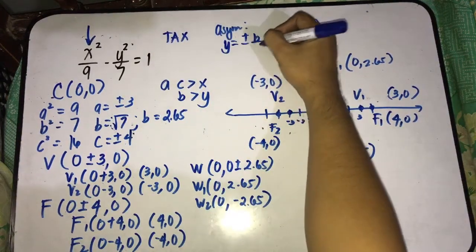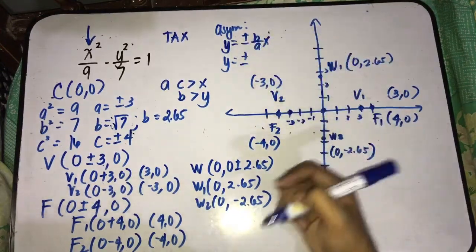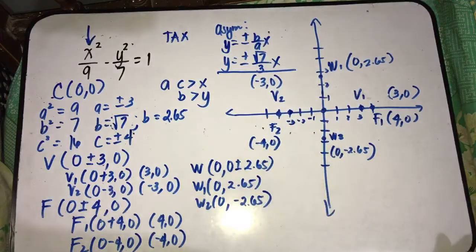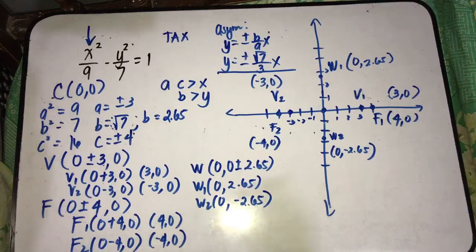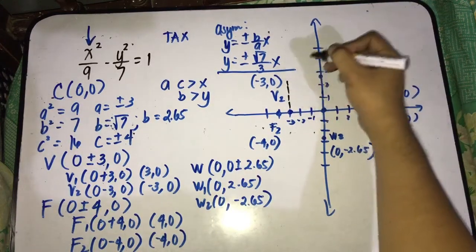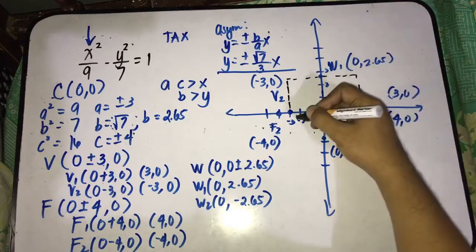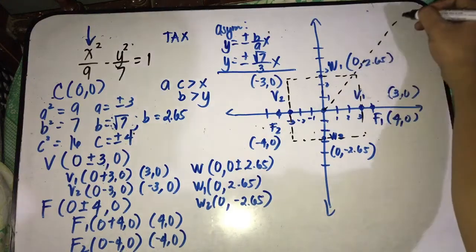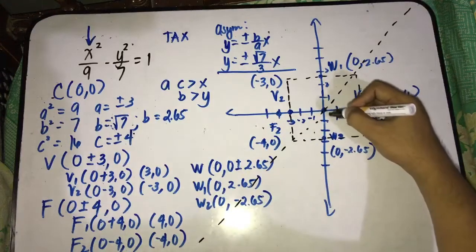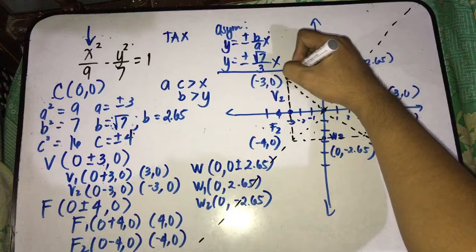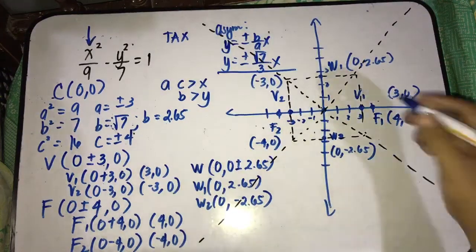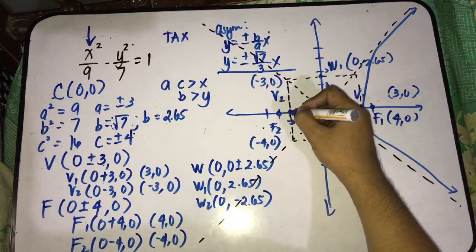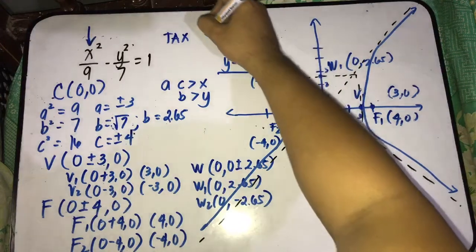Since this is transverse axis horizontal, the equation of the asymptotes would be y is equal to plus minus b over a, or b is square root of 7 over a, which is 3, times x. Remember that if we are using the equation of the asymptotes, we will not be using its decimal form. What we will be using is the one that we got as b. So we're now ready to graph the auxiliary rectangle. We'll be graphing the auxiliary rectangle so that it will be easy for us to graph the asymptotes, because the diagonals of the auxiliary rectangle will serve as the asymptotes of our hyperbola. So this will be the asymptotes of our hyperbola. And that is the graph of our hyperbola.